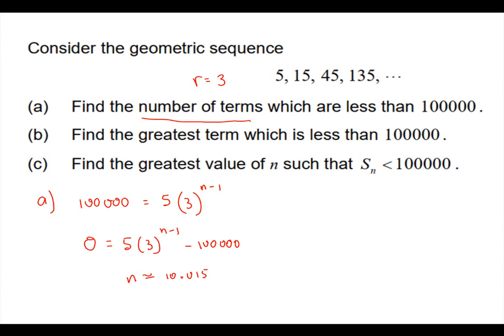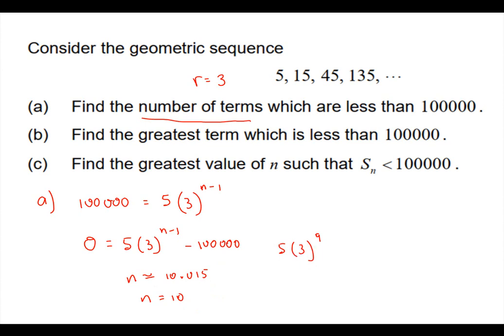Okay, so when n is equal to 10.015, it's going to equal 100,000. So if you want less than 100,000, we know we would round down in this case, so n would equal 10. All right, and you really should verify just to make sure that this answer makes sense and that it's accurate. So plug 10 in here, right? So you would have 5 times 3 to the 10 minus 1, right? So that would be 9. And then double check this.